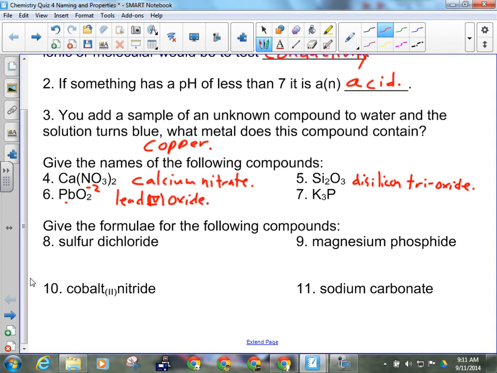All right, and number 7, okay, we've got potassium and phosphorus, so it's an ionic compound, simply potassium fluoride. Sorry, phosphide, not fluoride. Phosphide.